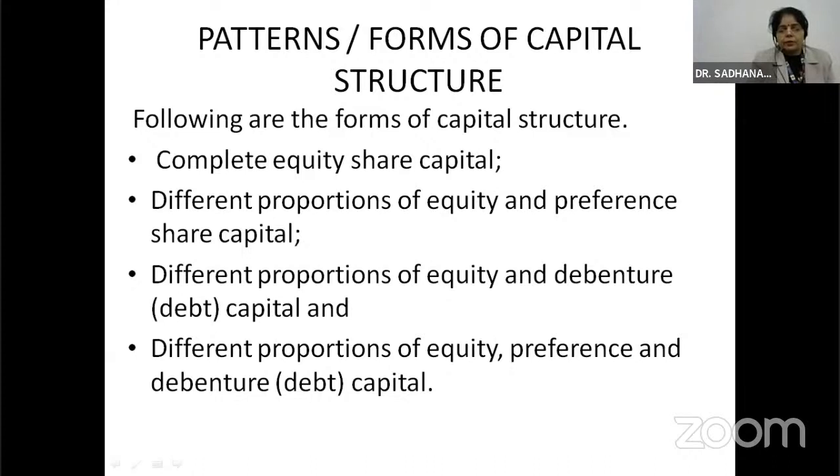And the last formation of the capital structure is different proportions of equity, preference and debenture capital. It means in this formation of capital structure, we are using three sources of funds. Equity shares, we have to use it. Preference shares also we have to use, and debentures also we use as a source of fund.